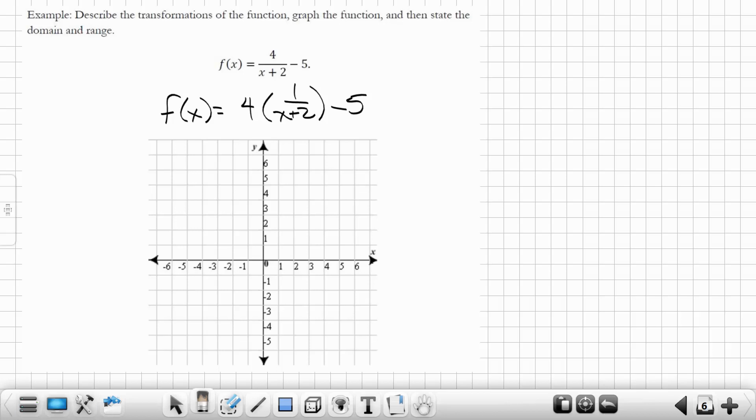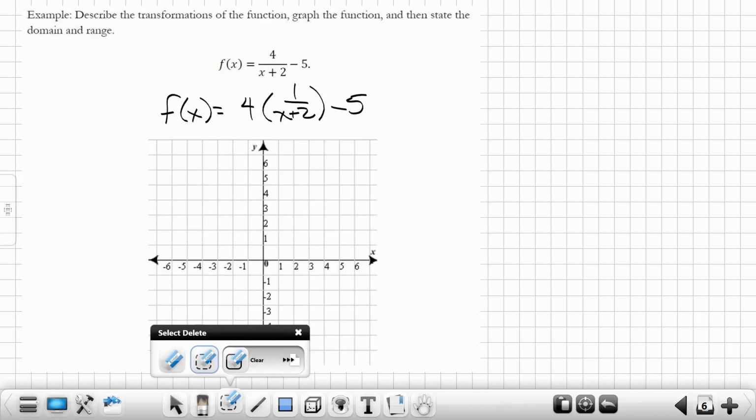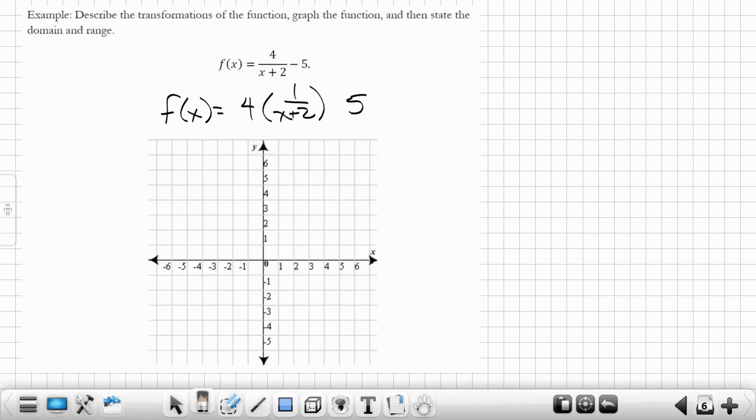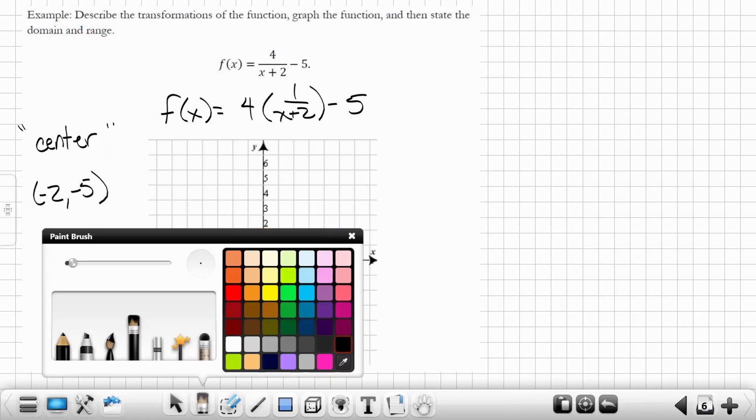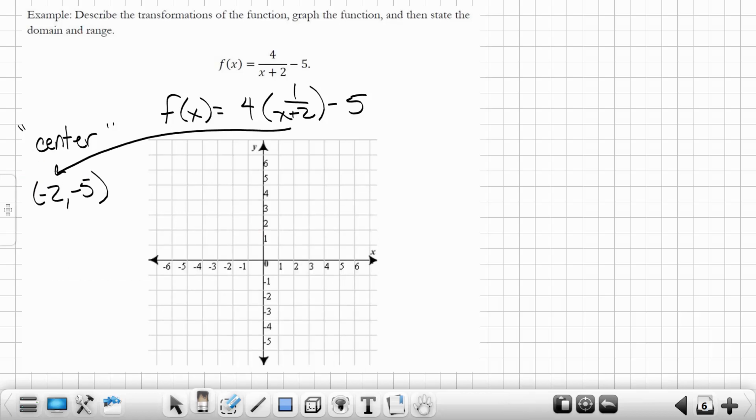So where will my asymptotes cross at, Josiah? -2, -5. Remember that h value is opposite. So my center is at -2, -5. Remember, you go against the h value, you go with the k value.